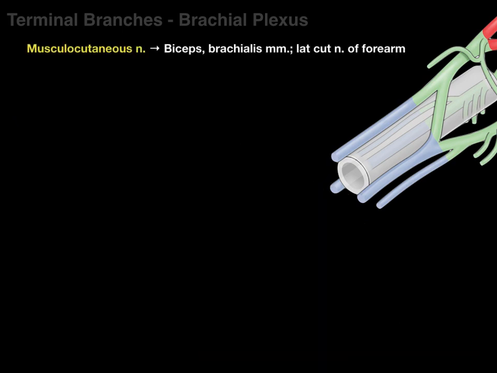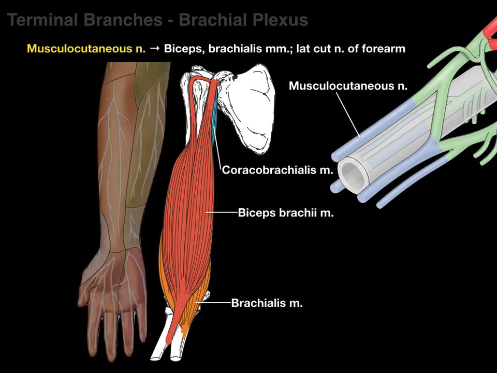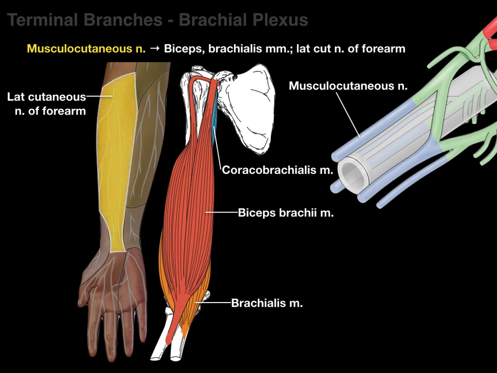Next is the musculocutaneous nerve that innervates our biceps and brachialis muscles and gives rise to the lateral cutaneous nerve of the forearm. There's our musculocutaneous nerve coming from that lateral cord. It also innervates our coracobrachialis muscle, but that's more because the musculocutaneous nerve pierces it. Functionally, the biceps and the brachialis are the two muscles that we look at for clinically testing this nerve. It also gives rise to the lateral cutaneous nerve of the forearm that provides sensation to the lateral forearm, also called the lateral antebrachial cutaneous nerve.